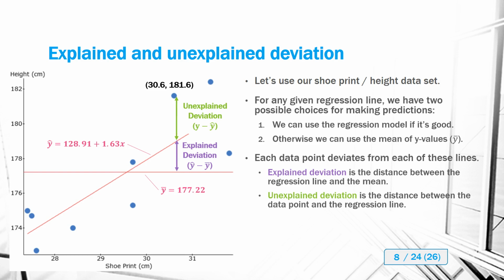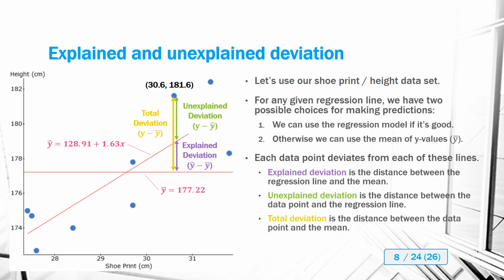Contrast that with unexplained deviation, which is the difference between our actual Y value and the regression line. This difference is unexplained because we don't really have an explanation for the actual value. We have an explanation for the predicted value. We know where the regression line comes from, but we don't know exactly where the height of 181.6 comes from. So this difference is called the unexplained deviation.